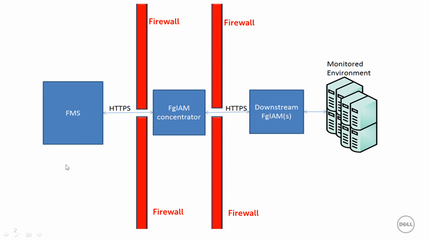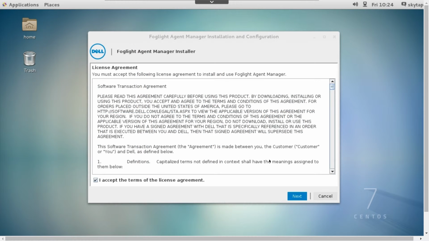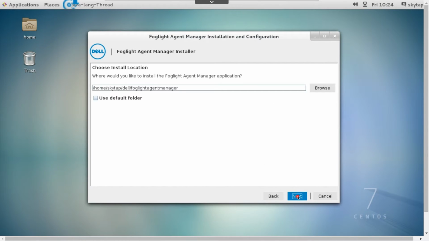In our example today, we have a Foglight management server. We will set up a Foglight Agent Manager as a concentrator, and also set up a downstream Foglight Agent Manager connecting to the concentrator that will be talking to the Foglight server. The installation of a concentrator is very similar to a Foglight Agent Manager. You just go through the initial steps.